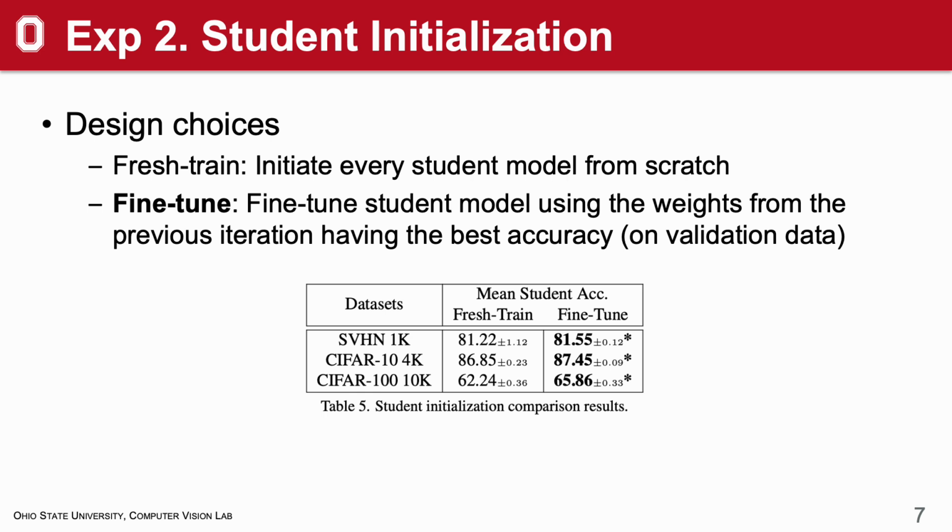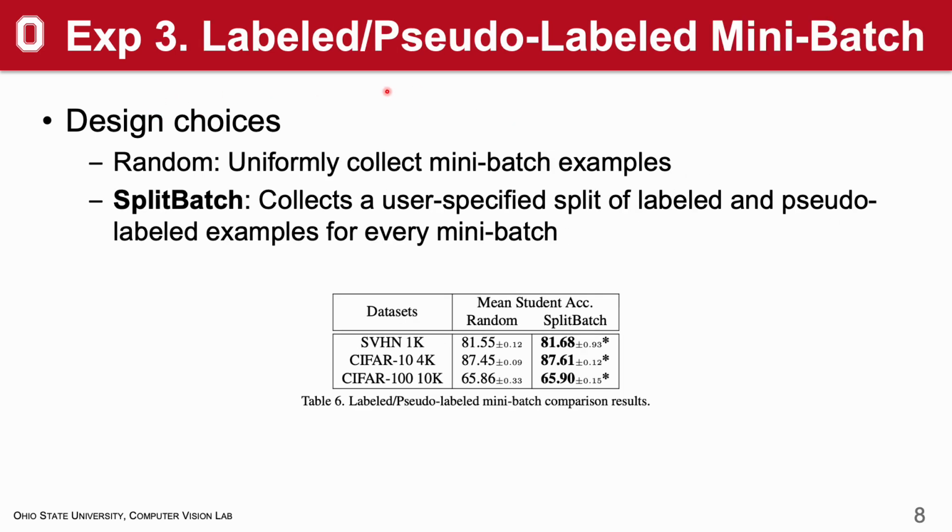We then add this to the list of the best selected components that we use in our enhanced self-training approach. We next evaluated how we construct a mini batch of training examples during self-training. We compared the random approach of uniformly collecting mini batch examples, which is the most commonly used technique, with our custom split batch approach, which allows the user to specify a given split of labeled and pseudo-labeled examples for every mini batch from a dataset based on the data sizes of the labeled and unlabeled subsets.